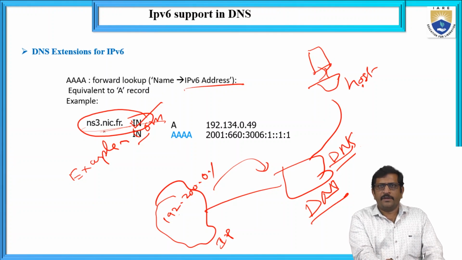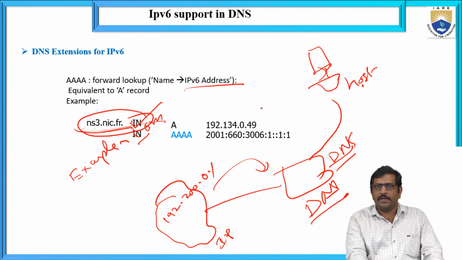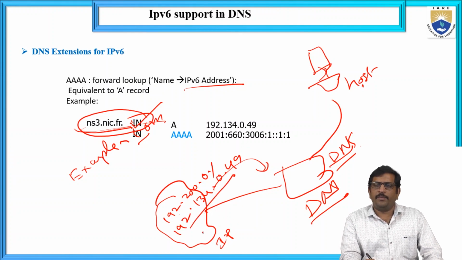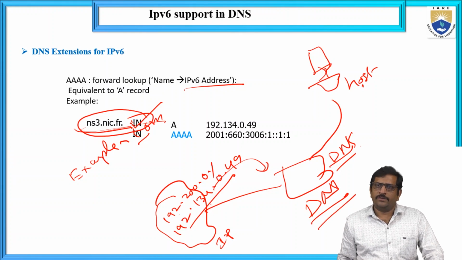And nic.fr.in indicates level 3. And ns3.nic.fr.in indicates level 4. That is a quad record. Now, which is a quad record? 4, yes, quad records. Now the address we can specify as 192.134.0.48. That means this host assigns the address to the DNS, assigning the IP address 192.134.0.49. This internet address is the internet protocol IP address. Now it will be assigned to the DNS, domain name server.